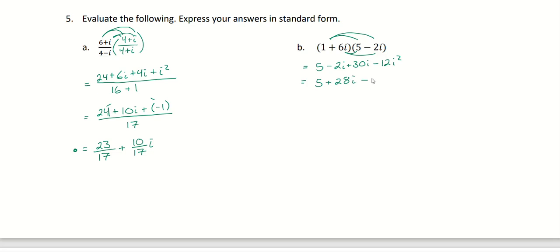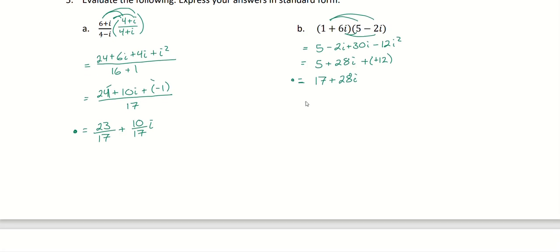And then minus, and I'm going to think this out, this is 12 times -1, which winds up being minus a -12, meaning that these are going to wind up adding the opposite. And all of a sudden, we're there. 5 plus 12 is 17 as my real part, plus 28i as my imaginary part, and I now have a complex number in standard form.